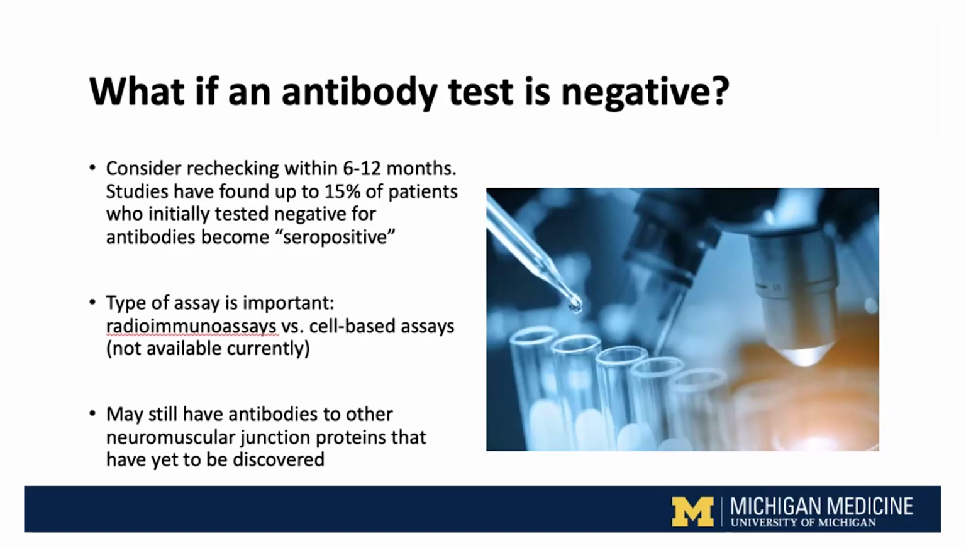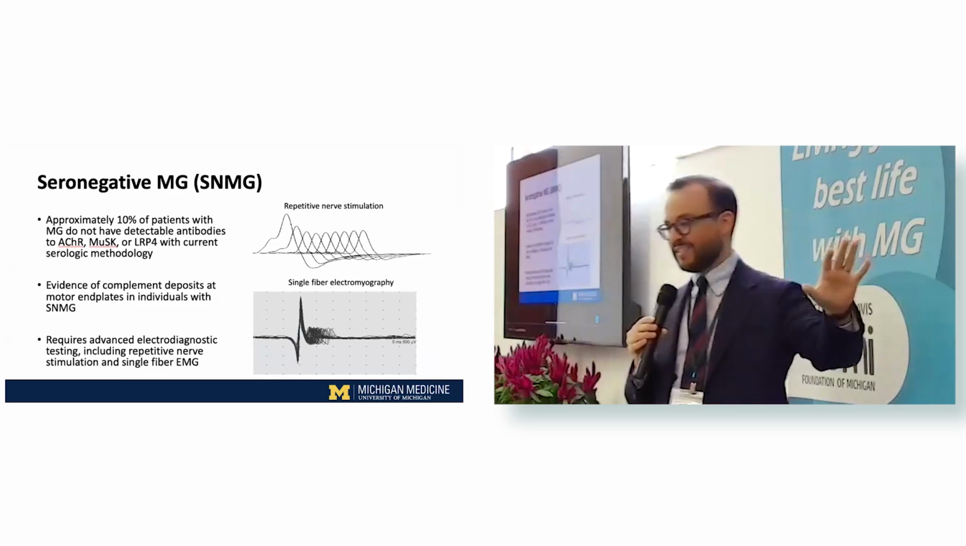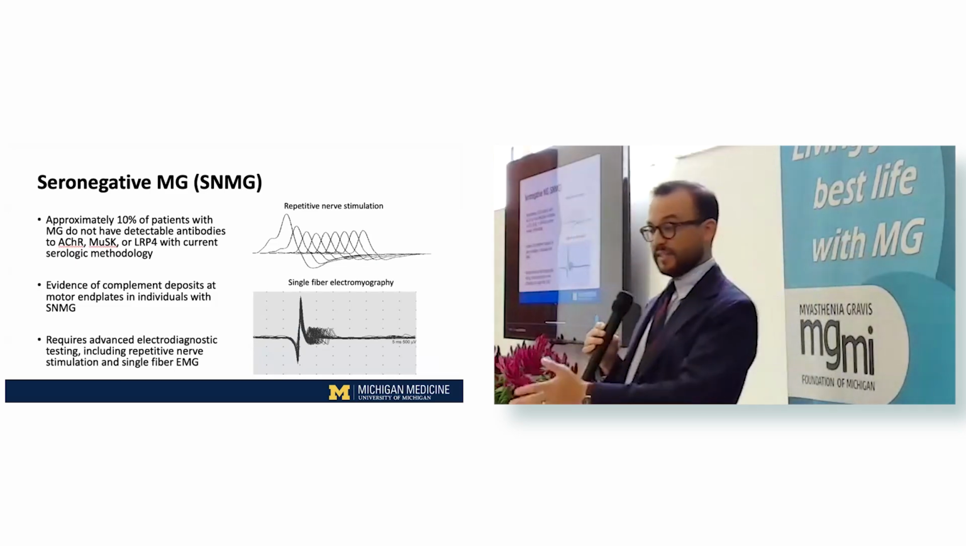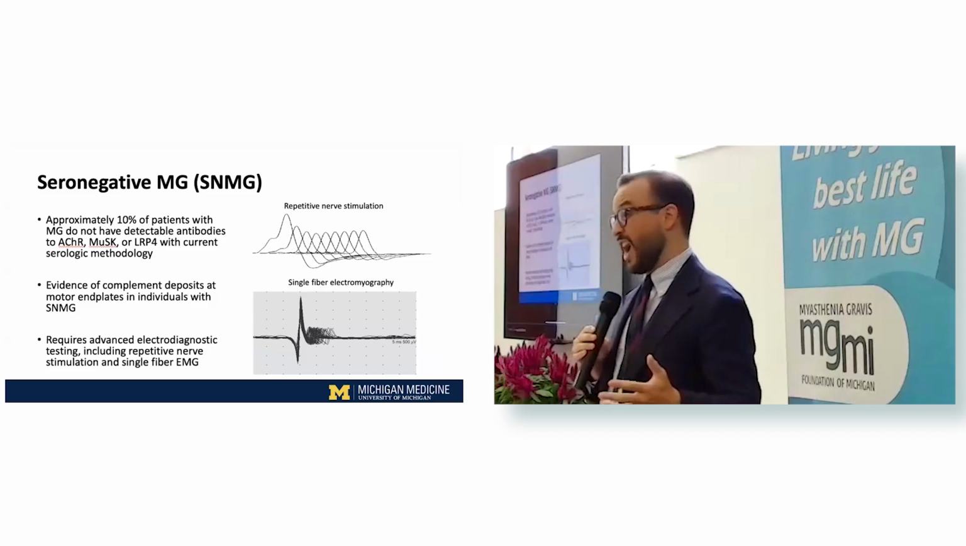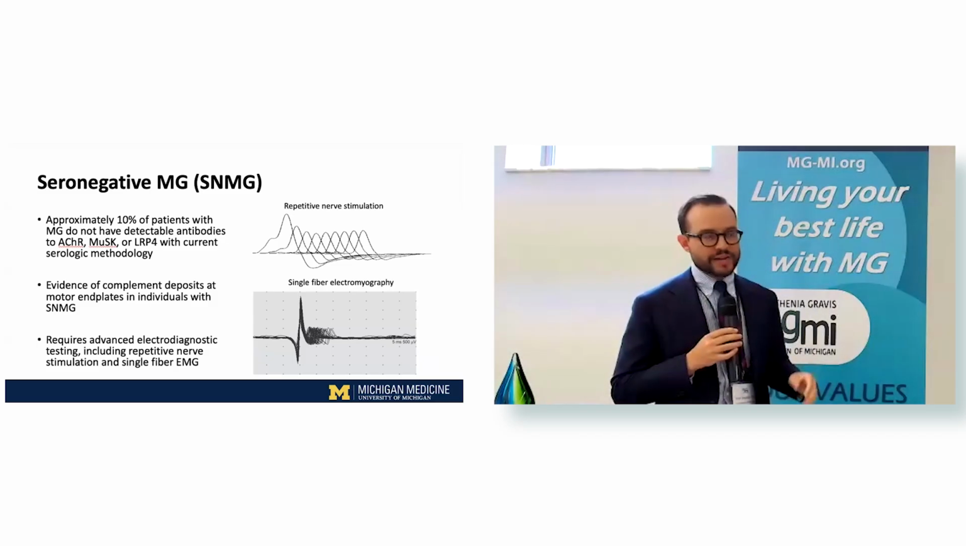Also, there is the possibility that we just have not discovered all the antibodies that have been associated with myasthenia gravis. And so that's something that time will tell if we find out more. So if you have a test done and it is negative, oftentimes the next steps in evaluation include electrodiagnostic testing, particularly repetitive nerve stimulation and single fiber EMG.